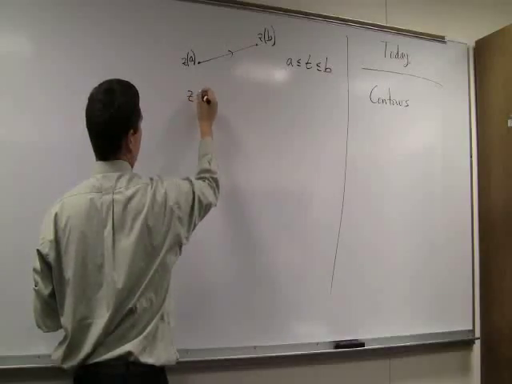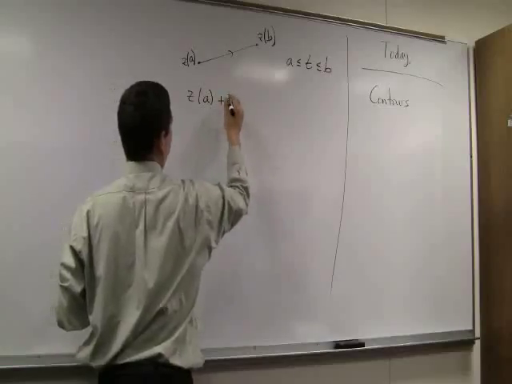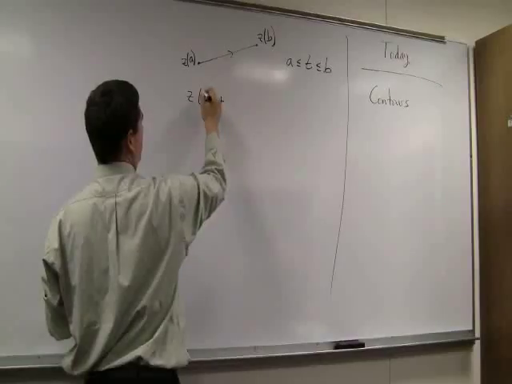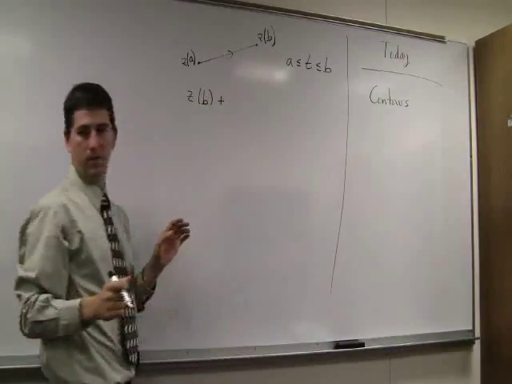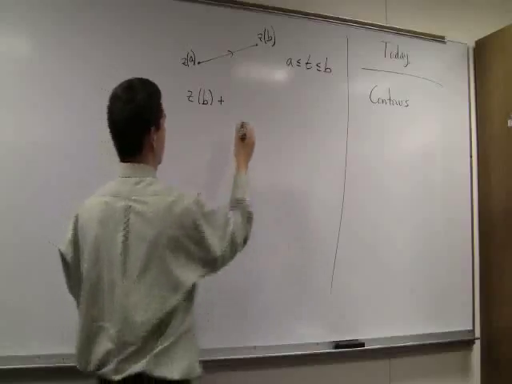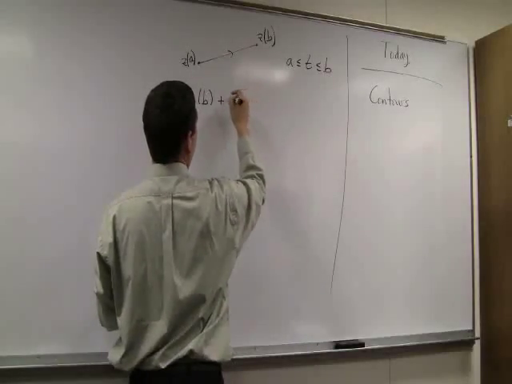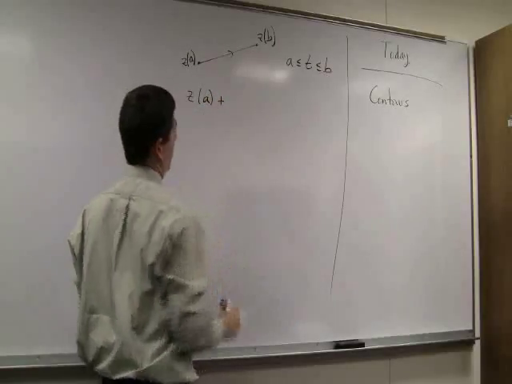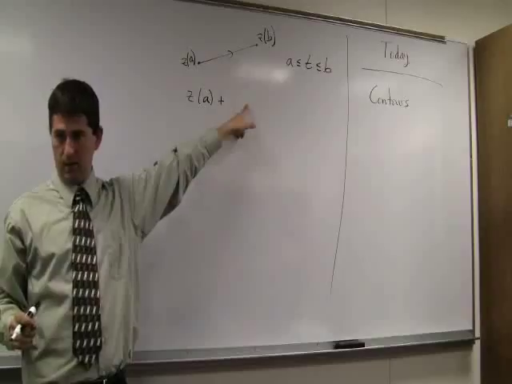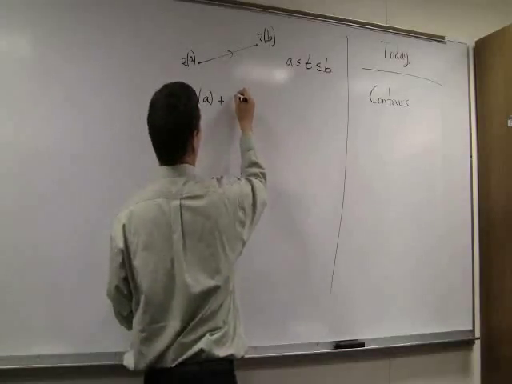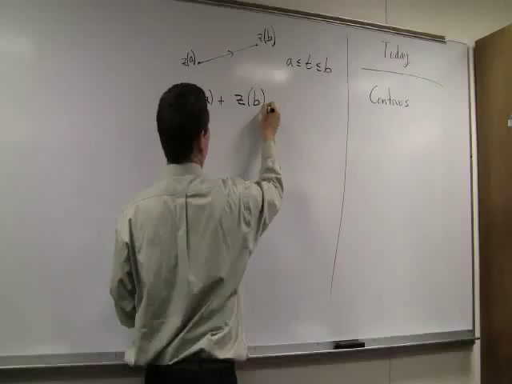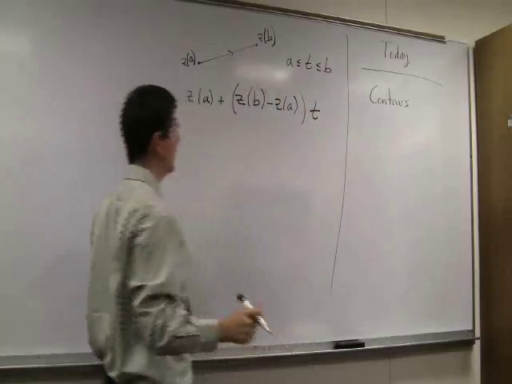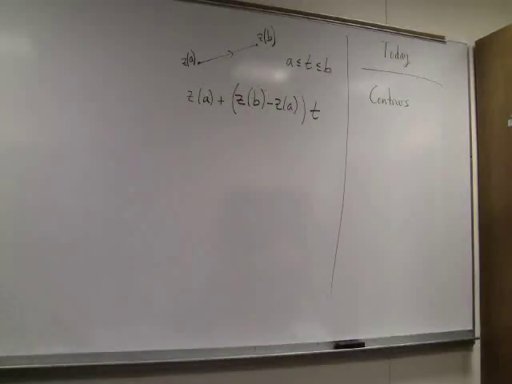Say this line here is Z of A plus, or no, was it Z of A? Maybe it was Z of B? Or was it? What should it be? Is it Z of A? Is it the starting point, the initial point? Yes. Okay. And then what do we do over here? Well, we better get the Z of B in. Z of B minus Z of A times time. Z of B minus Z of A times the time. Now is this right?